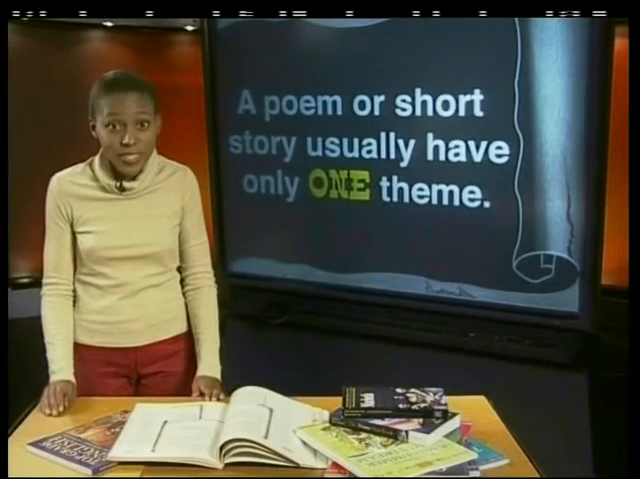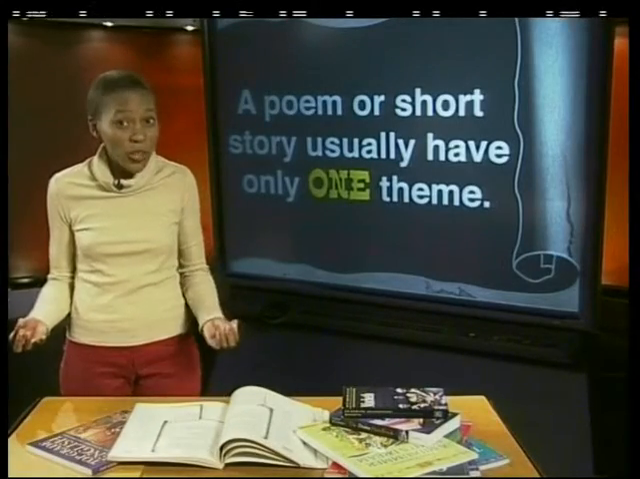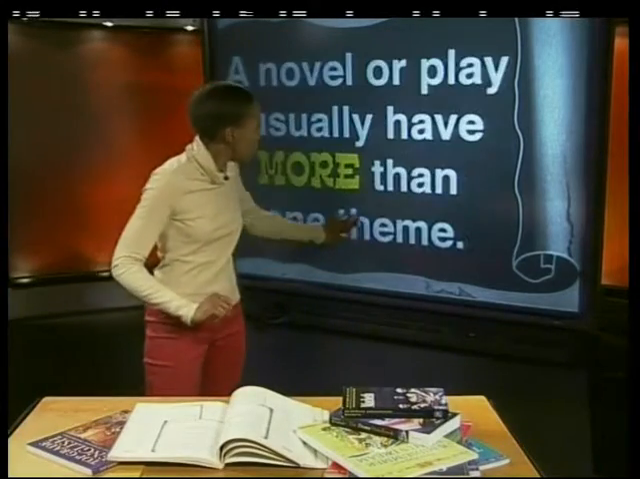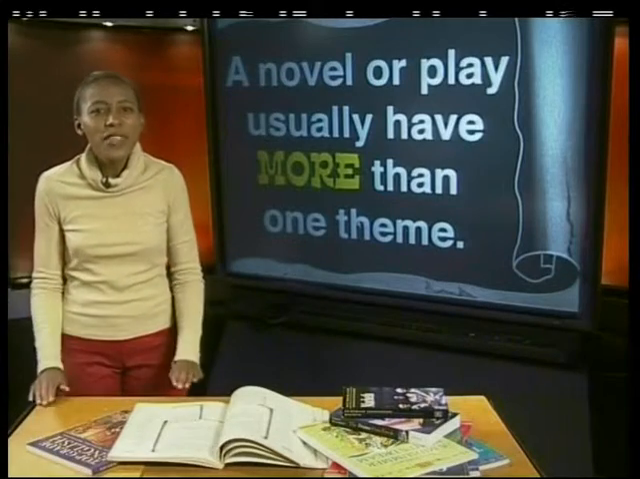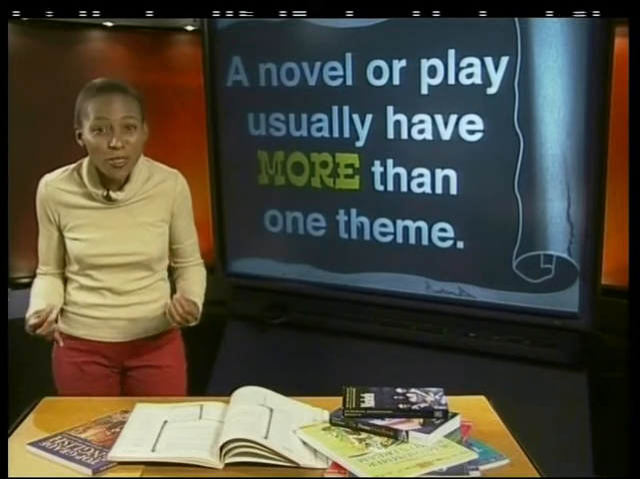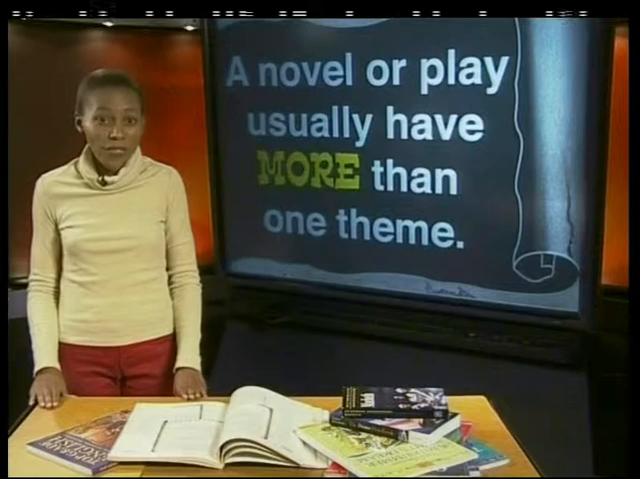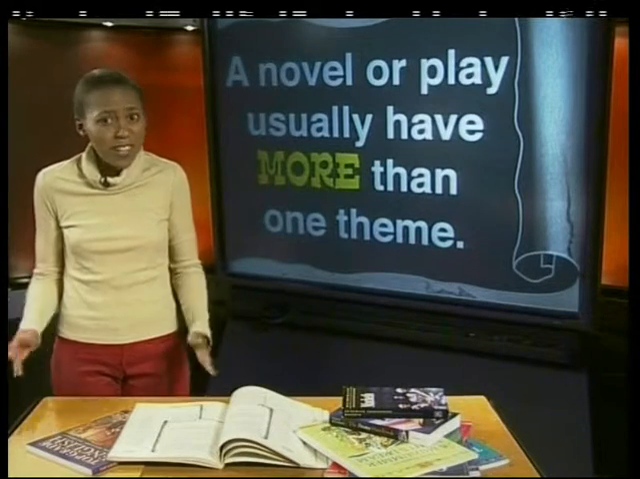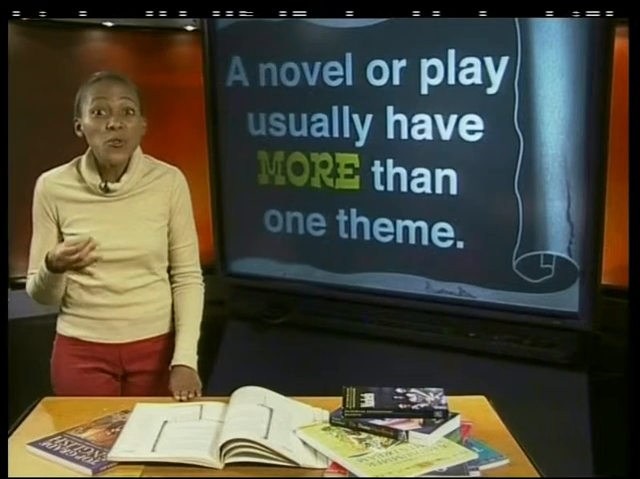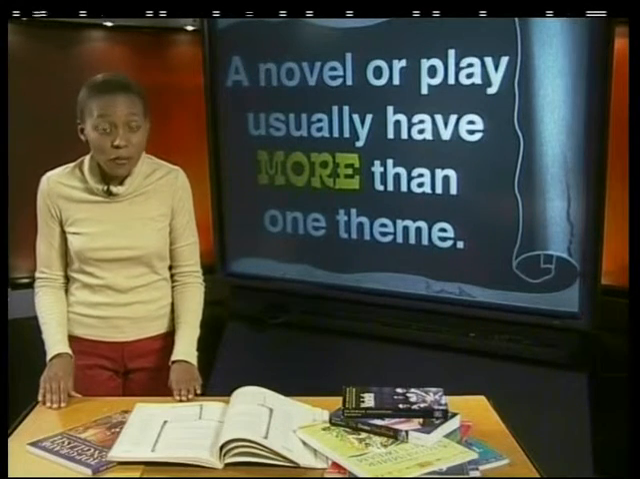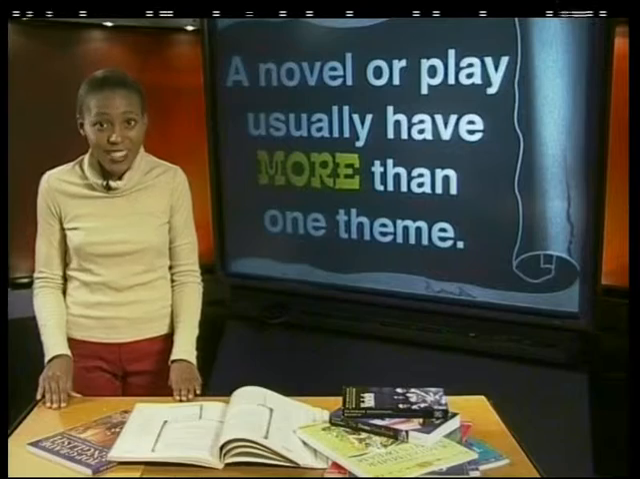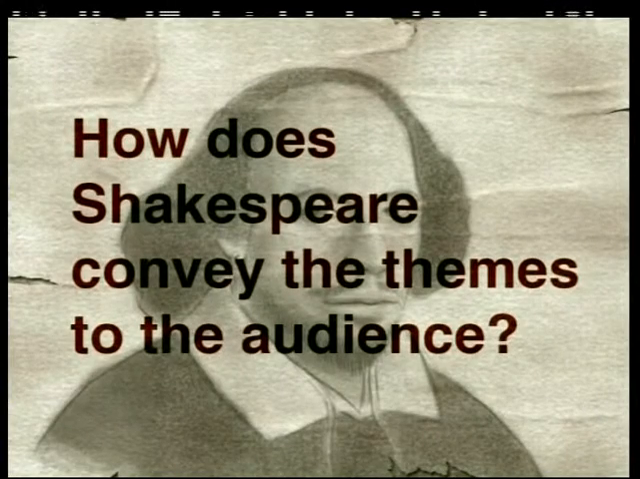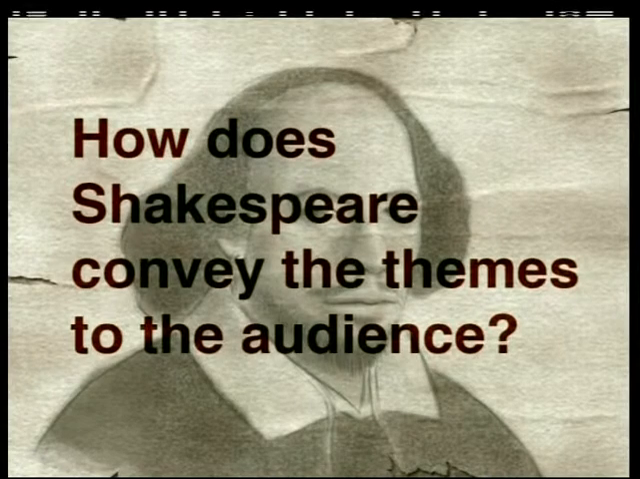A short piece, like a poem or a short story, will probably have only one theme, whereas a longer piece of writing, like a novel or a play, will have more than one theme. You cannot argue that there is a set number of themes for any piece of literature. As you read or watch a play, a number of issues will strike you as important, and these will be the themes. How does an author like Shakespeare convey the themes to the audience?